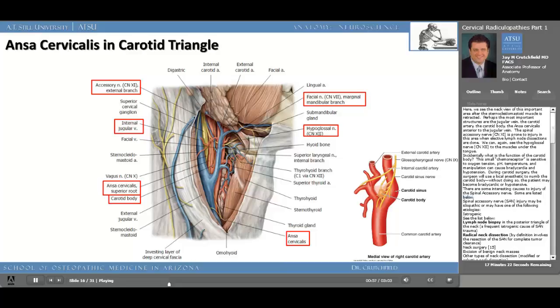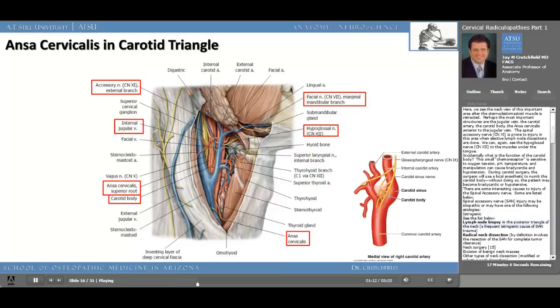There are some interesting causes of injury to the spinal accessory nerve. Some are listed below. The spinal accessory nerve injury can be either idiopathic or may have one of the following etiologies. And here are some iatrogenic causes.